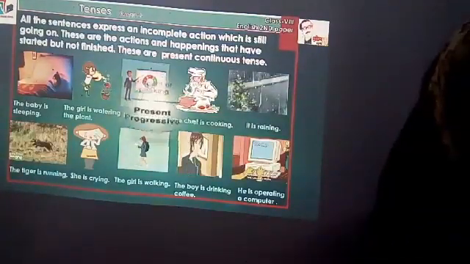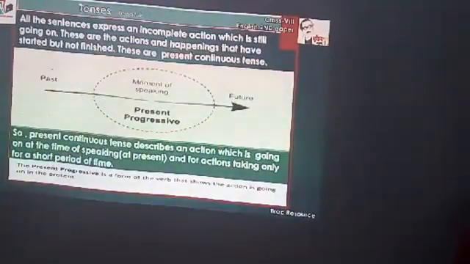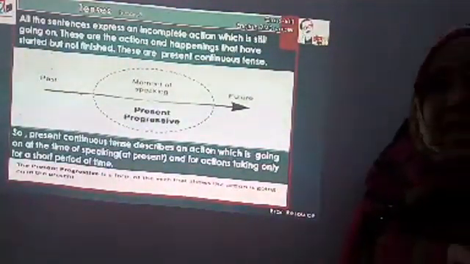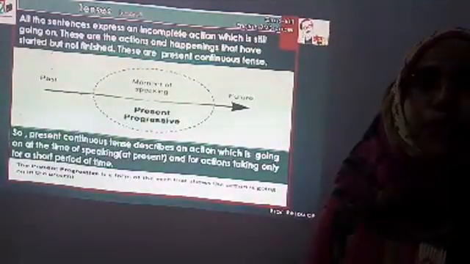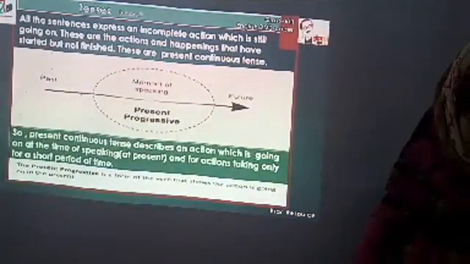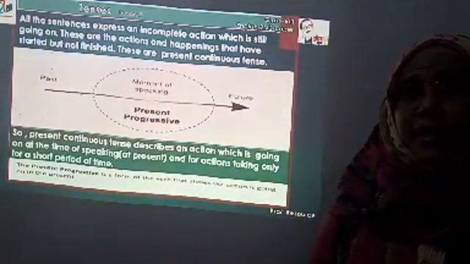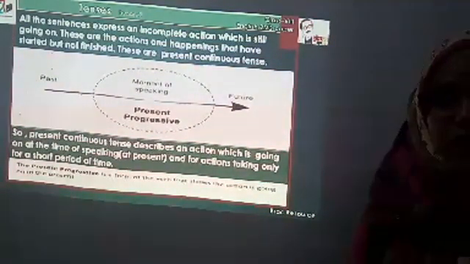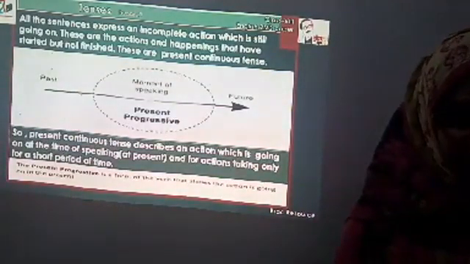Have you understood the present continuous tense? Present continuous tense describes an action which is going on at the time of speaking and for actions taking place only for a short period of time. So present continuous tense describes an action which is going on at the time of speaking. You can say in Bangla, বর্তমান কালে কোনো কাজ চলিতেছে বোঝায়. Continuing, continue, it comes from continue, that is continuous.